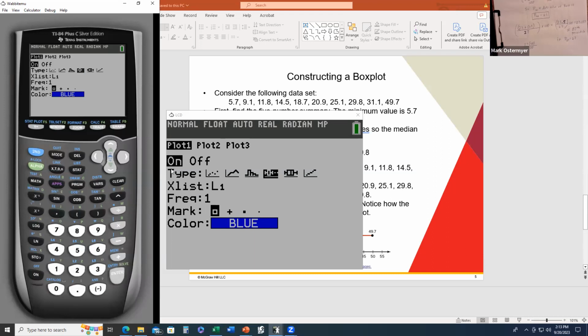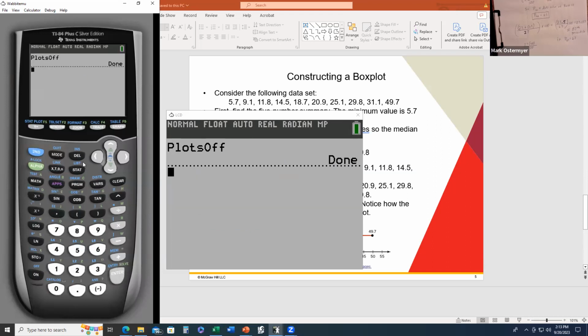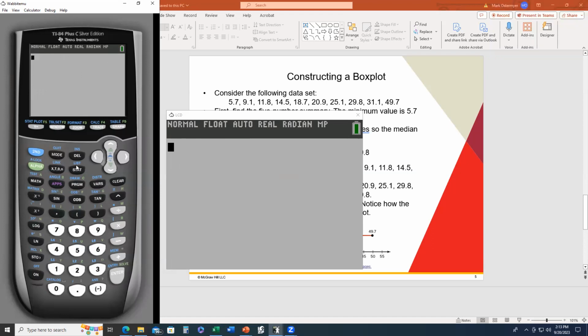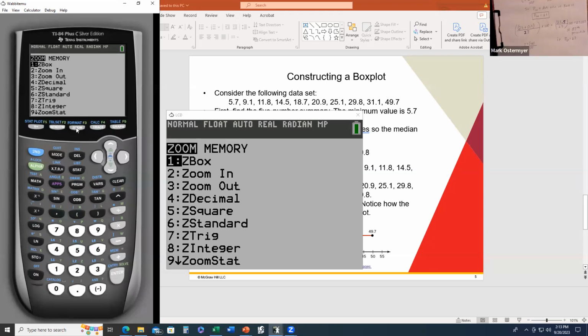All right, and we can get out of this mode now. It's on the second mode to quit. We configured plot 1 to build a box plot. Clear your screen. Go to zoom now. Hit your zoom button at the top of your keyboard, zoom, and go down and select the zoom stat function.